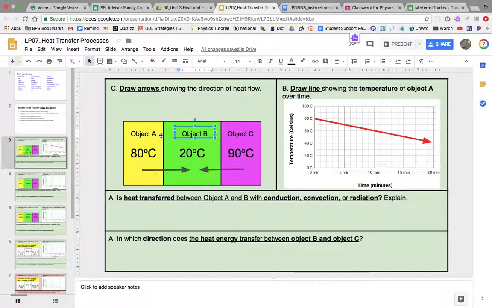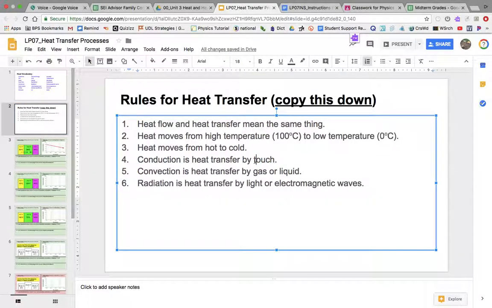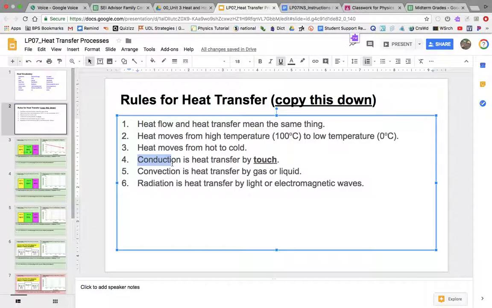Now the heat transfer between A and B. Now I see they are touching. If they are touching, let's go here, touching. Okay, so that's important. Touching. If they're touching, that means we have conduction.